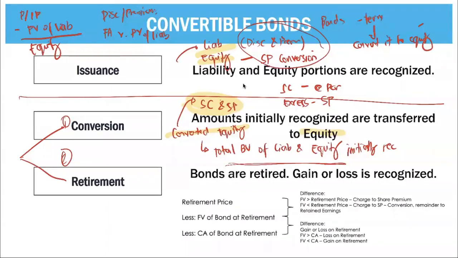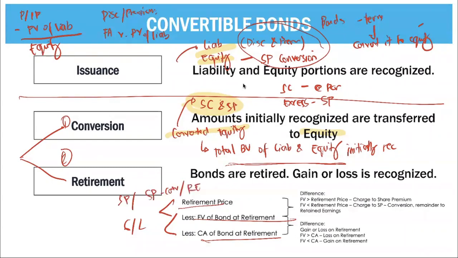But what if you will retire? If you will retire, you will compare the retirement price, the fair value of your bond, and your carrying amount of your bond. And you have your different gains or losses. Take note, the gain or loss is only computed using your fair value of bond and your carrying amount of bond. While for fair value versus your retirement price, this is your extra share premium or a reduction to your share premium conversion or retained earnings.